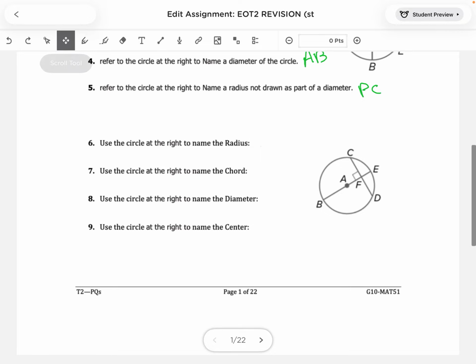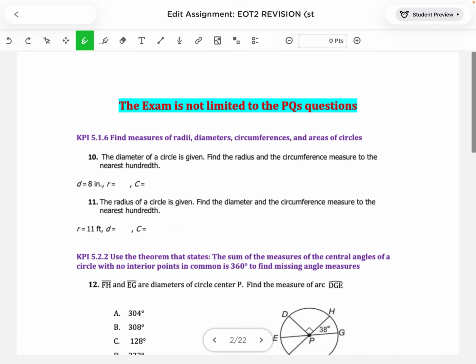Next one, we need to call a radius. Radius is, you can call like AE or AB. Chord, CD. Diameter, BE, that passes through the center. Center, A, the point A.